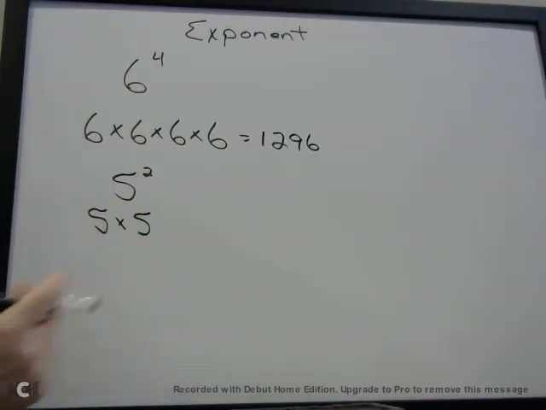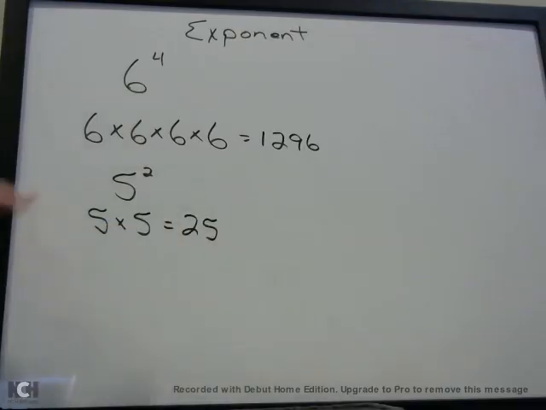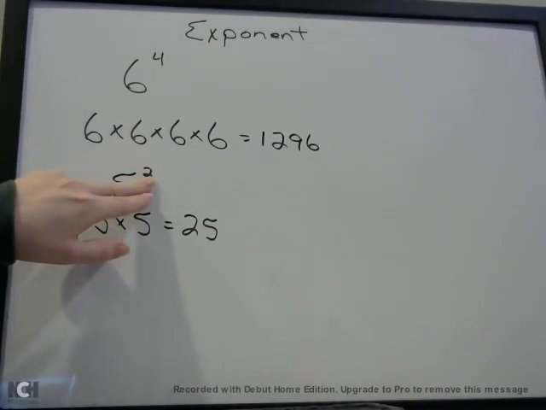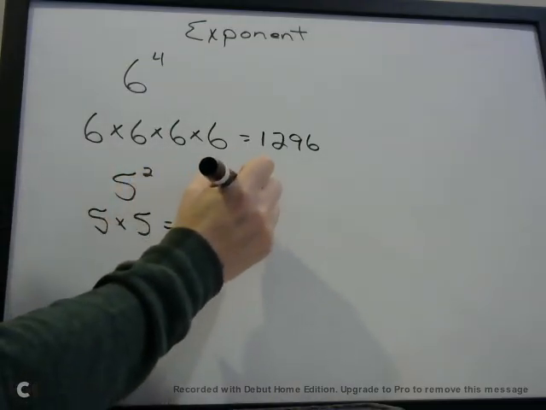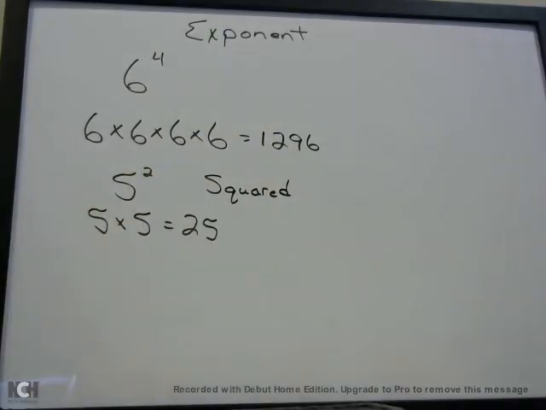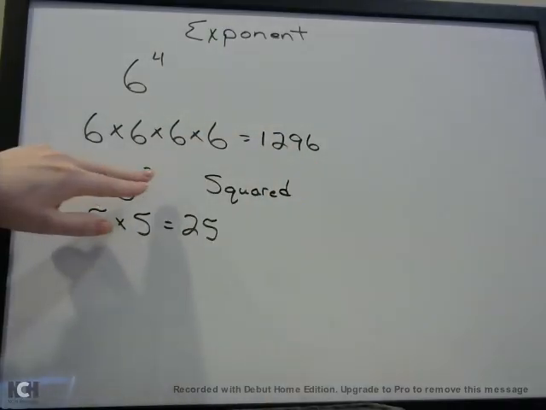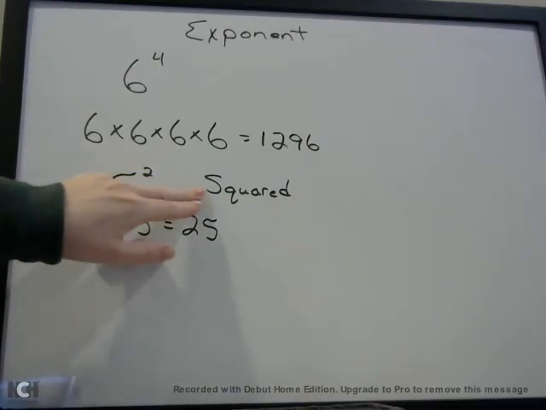If you have 5 to the second, that means you take the base number 5 times itself 2 times. 1, 2. So 5 times 5 is 25. Now this is a special case when you have a 2 up here. The terminology associated with that is it's squared. So this is read 5 squared because it's a 2. Anytime you see a 2, it means squared.